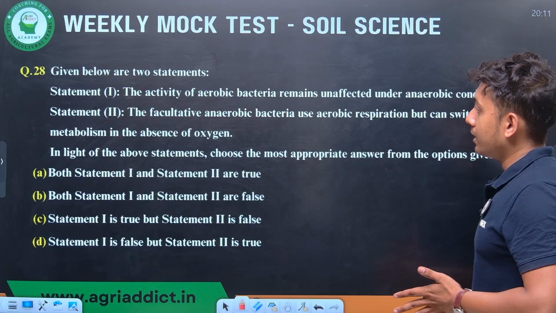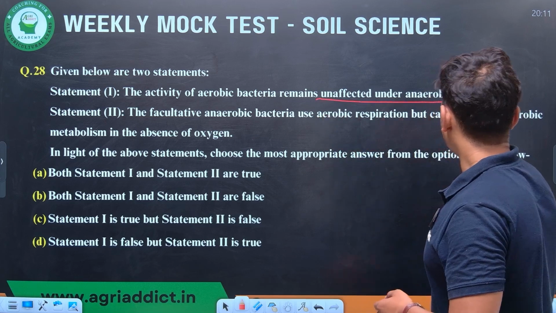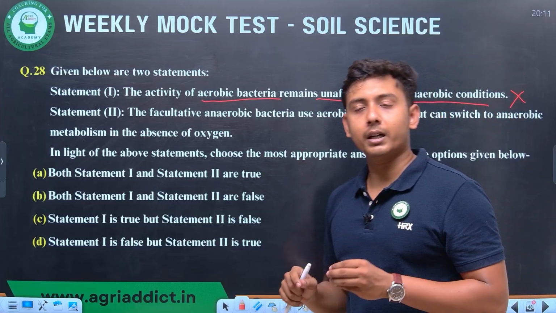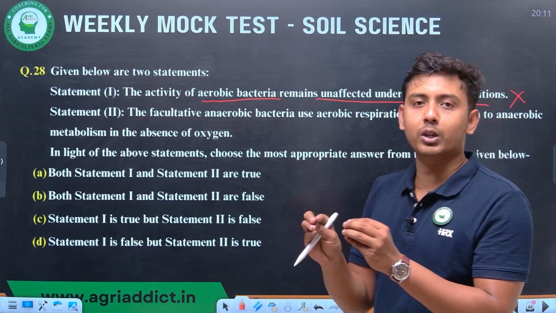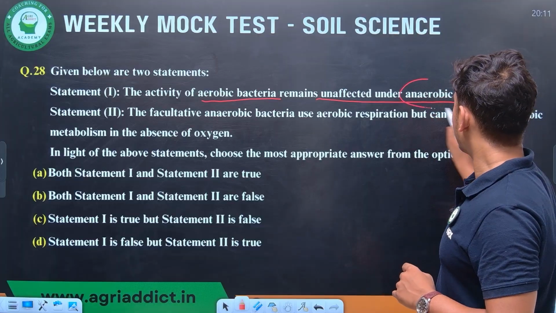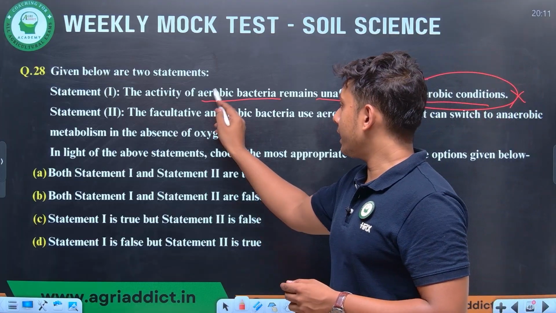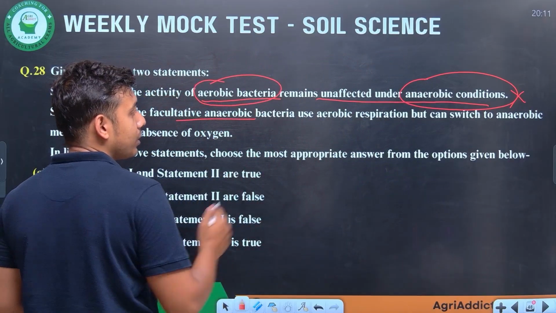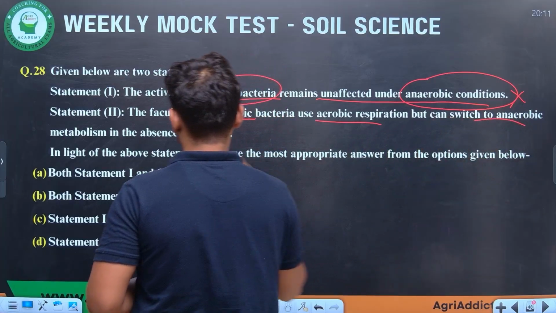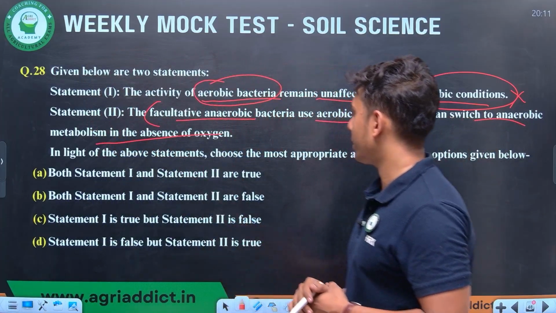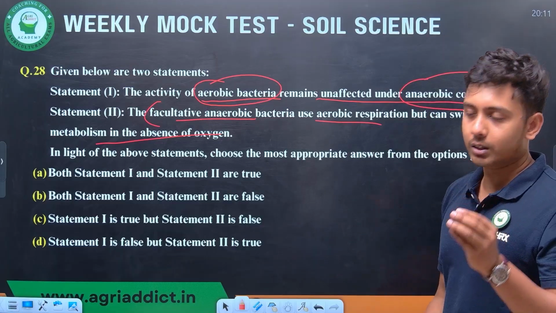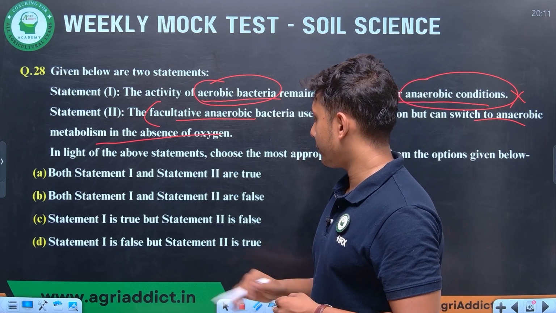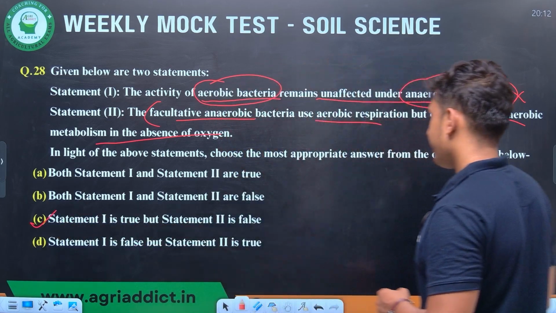So two statements are there. The activity of aerobic bacteria remains unaffected under anaerobic condition. No. Aerobic bacteria mainly survive only in aerobic condition. Whenever anaerobic condition arises, they will be affected very badly. And the facultative anaerobic bacteria use aerobic respiration but can switch to anaerobic. Yes, this is the actual definition of facultative anaerobic bacteria, which use aerobic respiration and can switch according to the situation. So statement 1 is false and statement 2 is correct. So this answer will be correct.